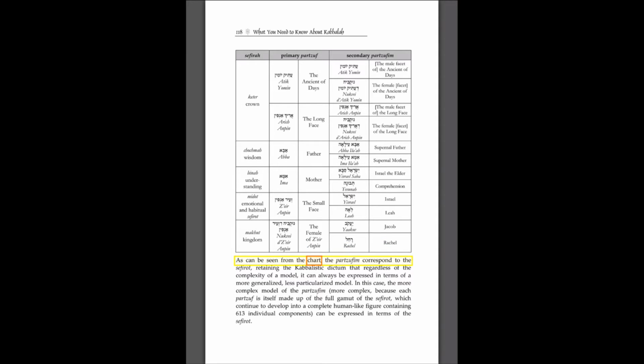Rachel. As can be seen from the chart, the Partzufim correspond to the Sefirot, retaining the Kabbalistic dictum that regardless of the complexity of a model, it can always be expressed in terms of a more generalized, less particularized model. In this case, the more complex model of the Partzufim, more complex because each Partzuf is itself made up of the full gamut of the Sefirot, which continue to develop into a complete human-like figure containing 613 individual components, can be expressed in terms of the Sefirot.